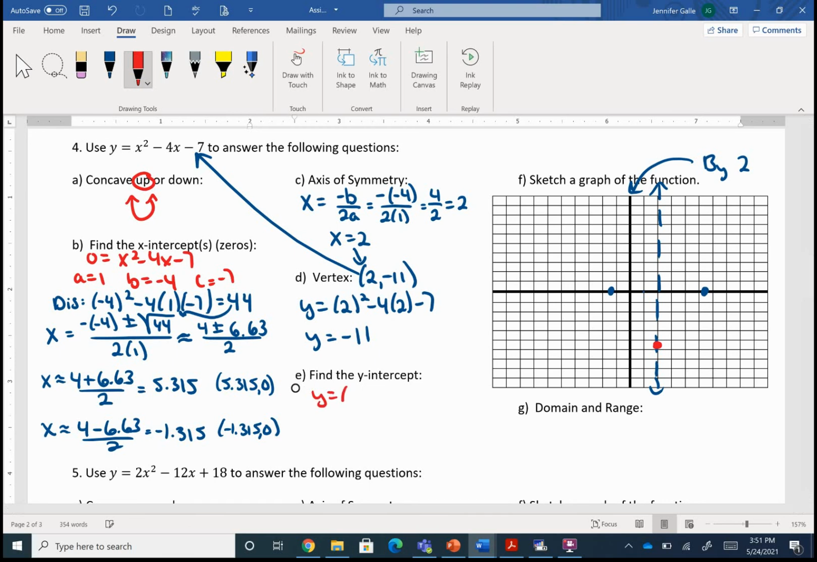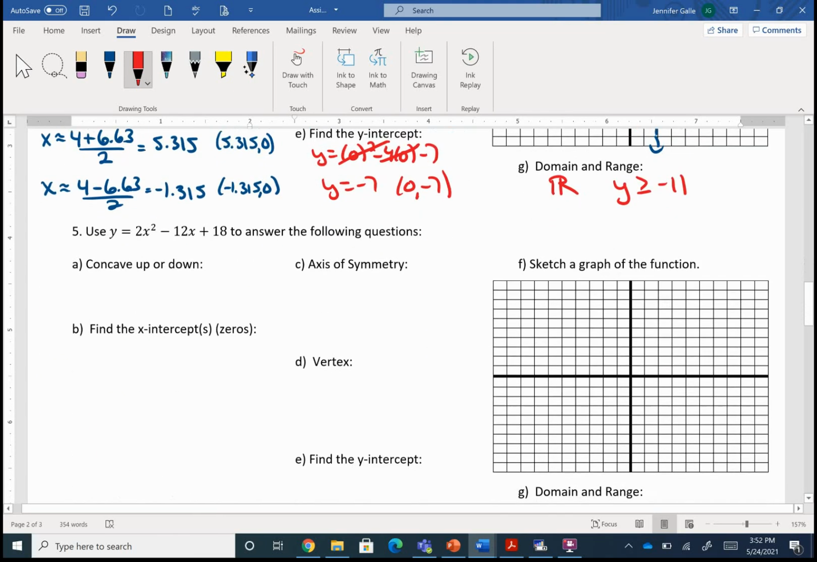Y-intercept, if you want to show yourself putting the zeros in, you can. The y-intercept is just your c value. Remember, your y-axis is going by 2s. 2, 4, 6, so 7 is going to be halfway. Reflect it over to the other side. Domain is all reals. Range, y is greater than or equal to the y value at the vertex.